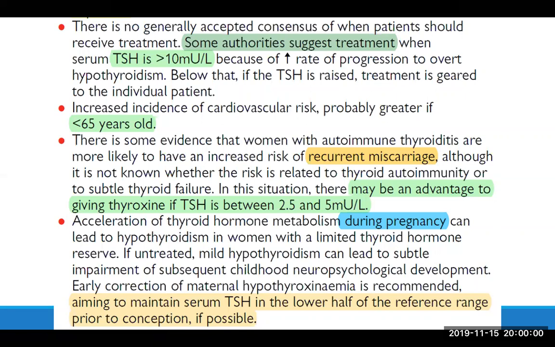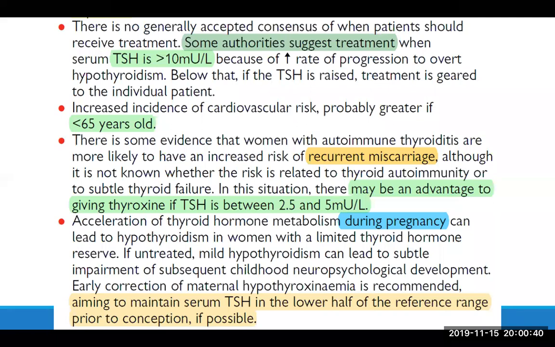And of course, the incidence of cardiovascular risk is probably greater if less than 65 years, so you can treat. But if the patient's age is more than 65, or 70 in the latest guideline, there is no need for treatment of subclinical hypothyroidism unless the patient is symptomatic. If TSH is, for example, 20 and the patient is 70 years old, no need for treatment except if symptoms. In a case of recurrent miscarriage, you can treat subclinical hypothyroidism to bring TSH to less than 2.5.